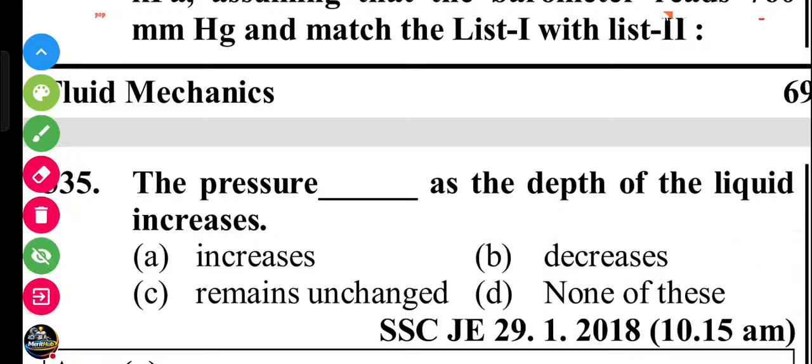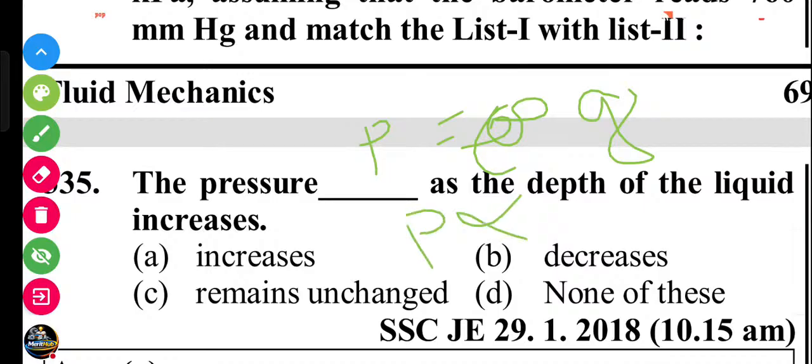Next question: the pressure dash as the depth of the liquid increases. P equal to ρgh. So P is directly proportional to h. So pressure increases, then the height also increases.